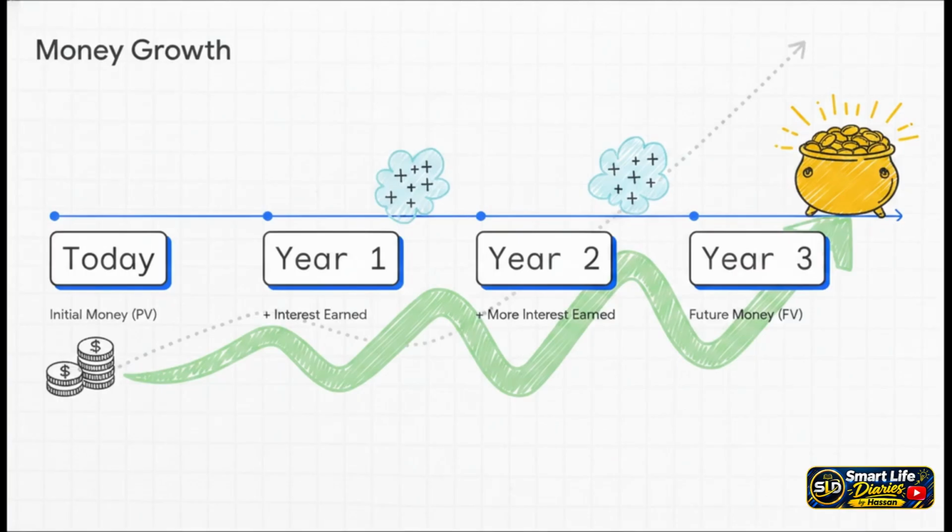Imagine tracking this growth. You start today with your initial cash. A year passes and boom, that money has worked for you and earned interest. Year 2 rolls around, more interest piles on. By year 3, your original cash plus all that accumulated interest has completely transformed into your future money.